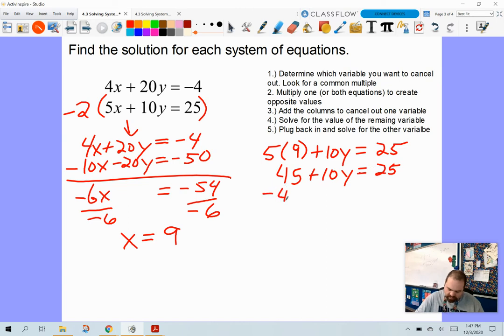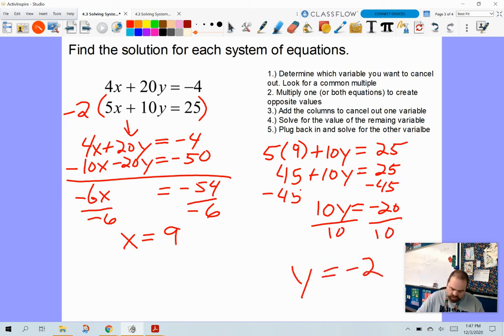When I subtract out my 45, that's going to give me a -20. Divide out your 10. Your y value is -2. So your solution, your point, is (9, -2).